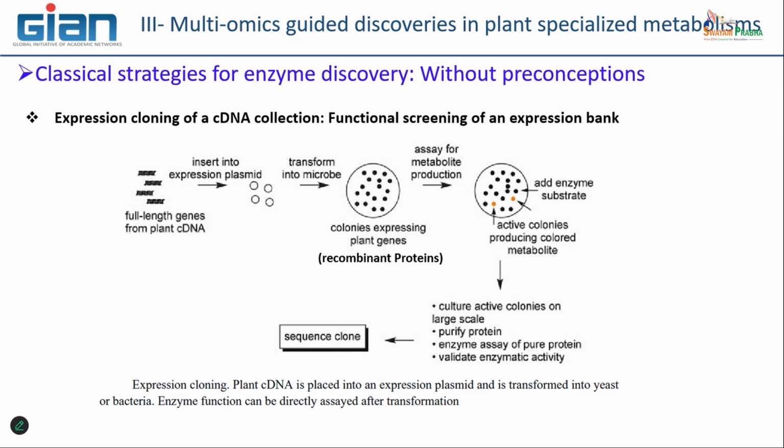One of the other interesting things that has been particularly developed for metabolites that have some color property, for carotenoids for example, in general, is to screen what we call an expression bank. What is an expression bank? An idea? We have spoken about a cDNA library or bank. This is the same. What is an expression bank?